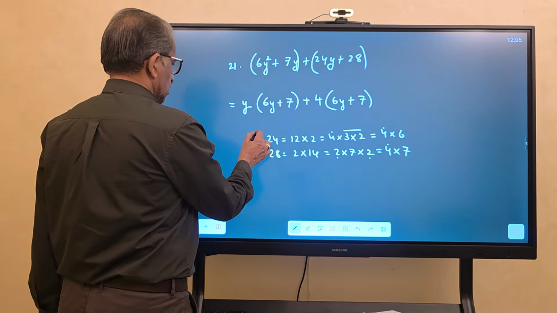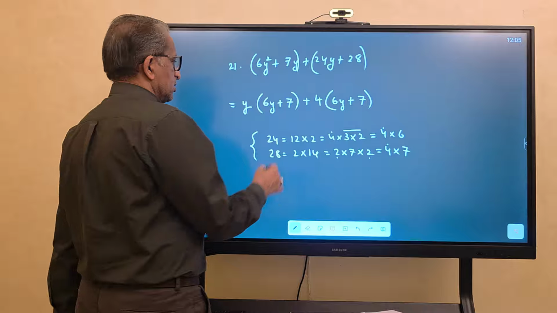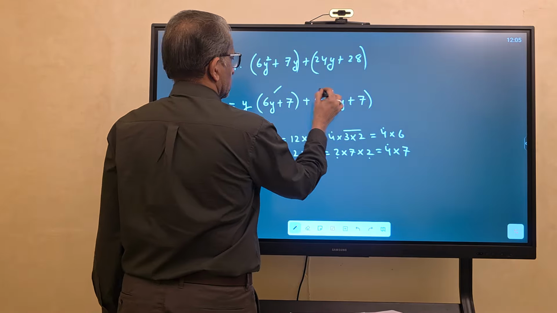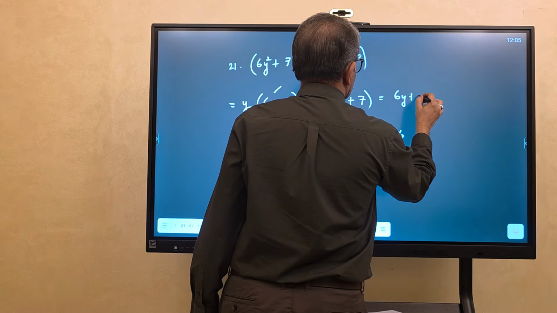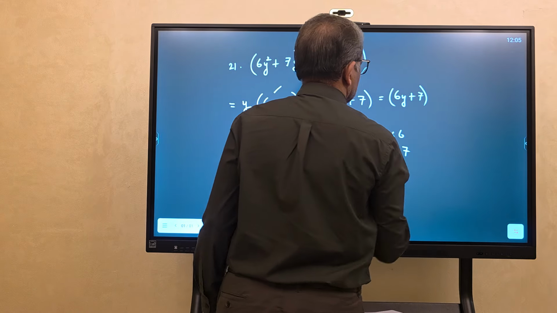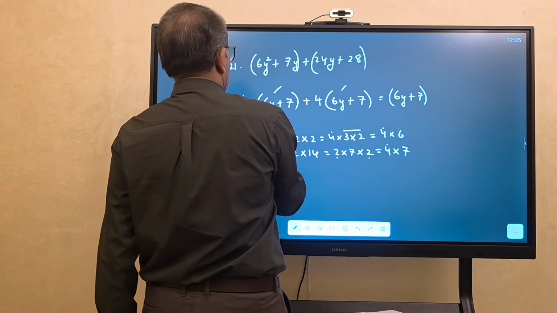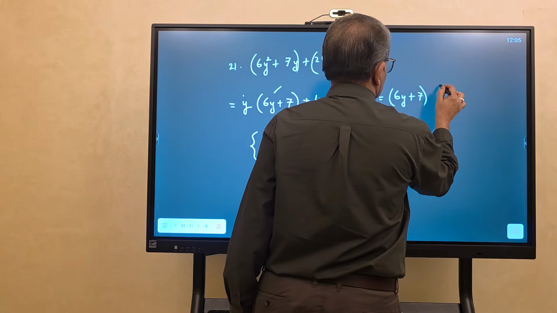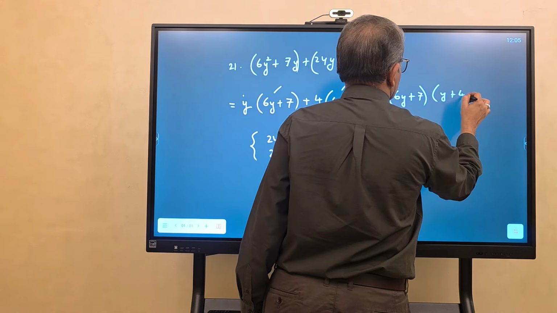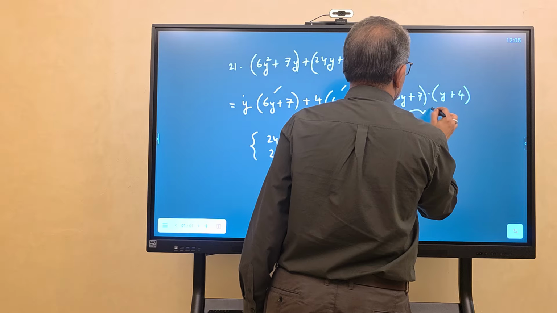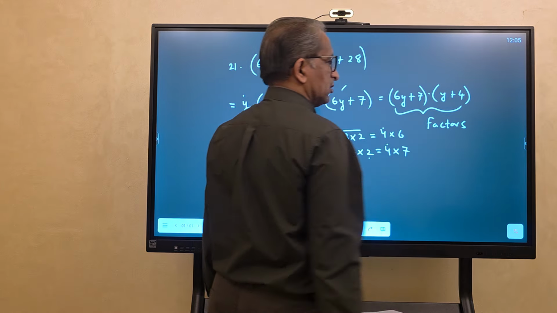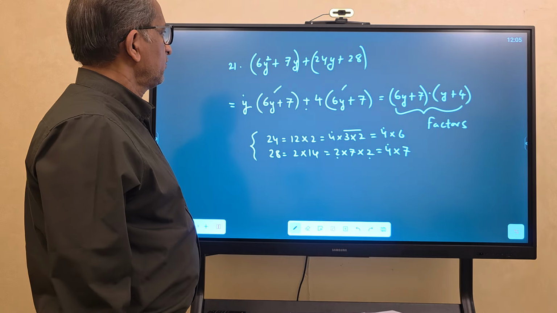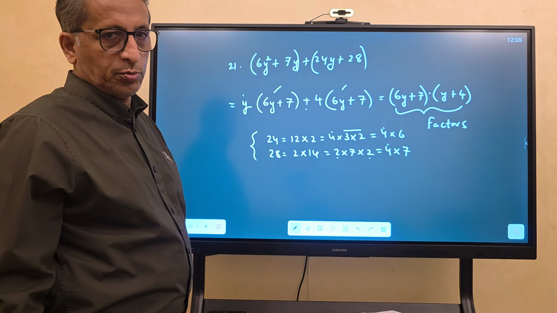So this way you find the common terms. Now this and this have 6y plus 7 common, I take out 6y plus 7. Then what is left? Y plus 4. So these two are factors. So this is how we find the factors by grouping.